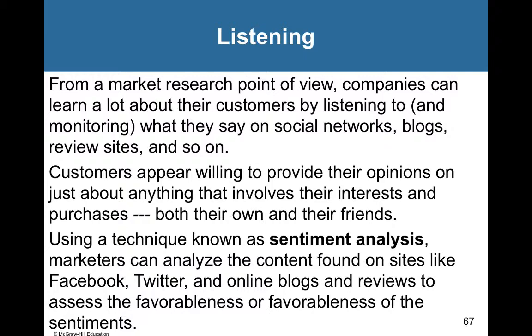So as we listen, we can do a lot of different things here. We can look to see what they're saying on social networks. We can read blogs. We can review their sites and reviews and such. A lot of times customers are pretty willing in today's society to really share their opinion about anything that involves their interest or their purchases. Sometimes they're sharing it online with their friends, or again, sometimes it's on one of our sites in a review. We also can use a technique known as sentiment analysis. And this is where marketers analyze the content found on Facebook, Twitter, online blogs, and other types of reviews to really assess the favorableness or the unfavorableness of the sentiments of customers.